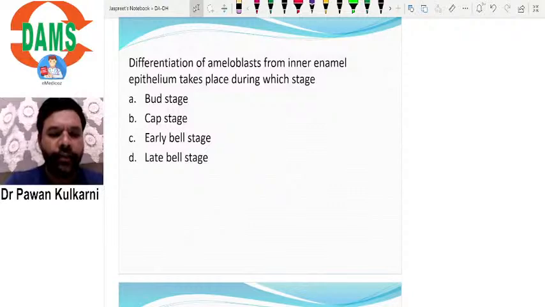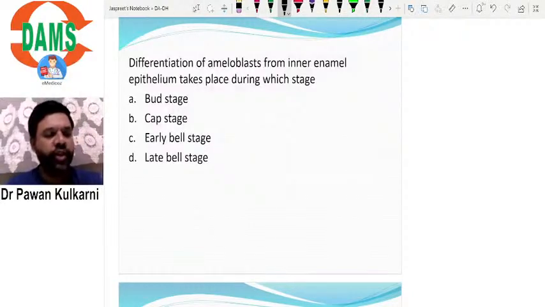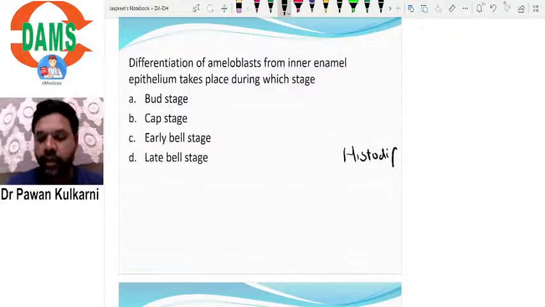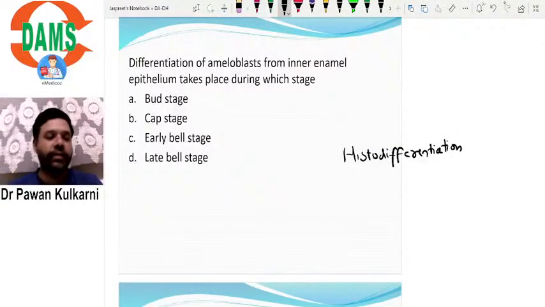The first MCQ is: the differentiation of the ameloblasts from inner enamel epithelium takes place during which stage? Rather than asking directly, they are asking about histodifferentiation. What is histodifferentiation? Histodifferentiation means conversion of one cell into another cell. The inner enamel epithelial cell will become ameloblast. That is called histodifferentiation. The dental papilla cell will become odontoblast. That is also called histodifferentiation.